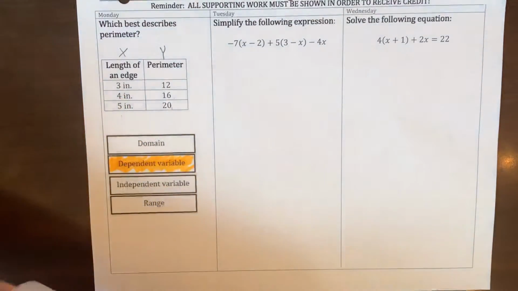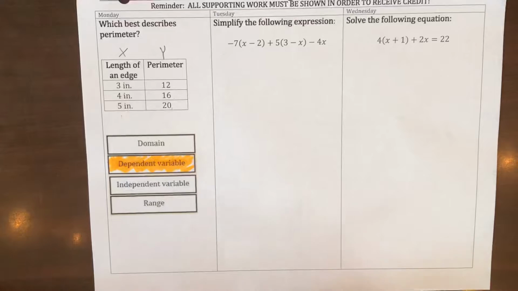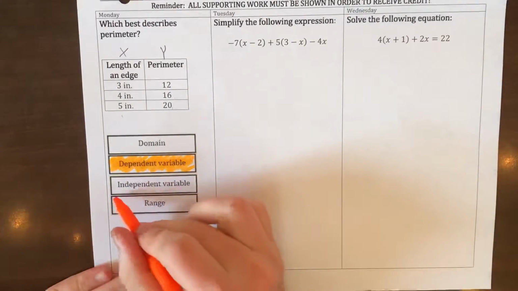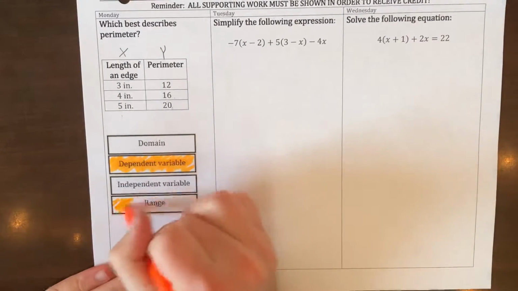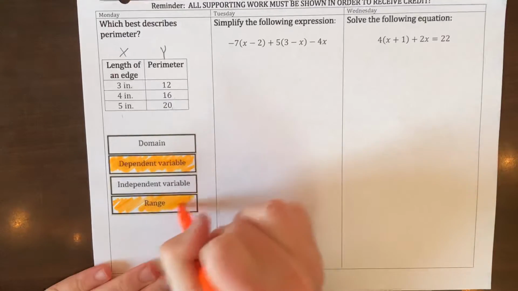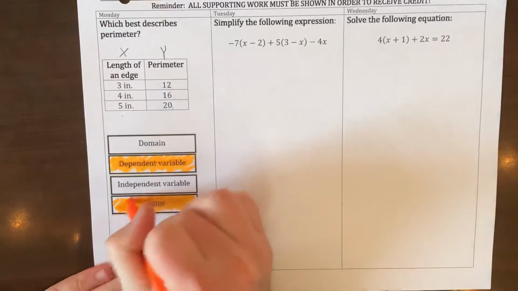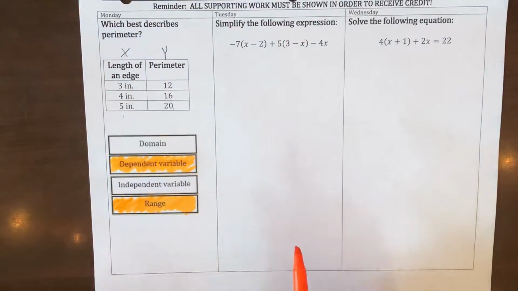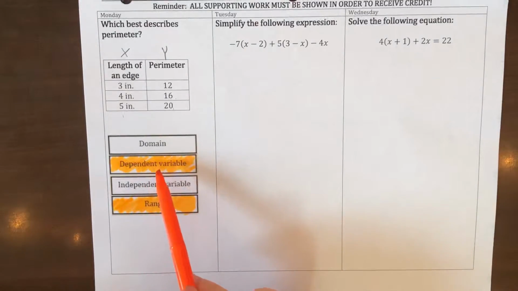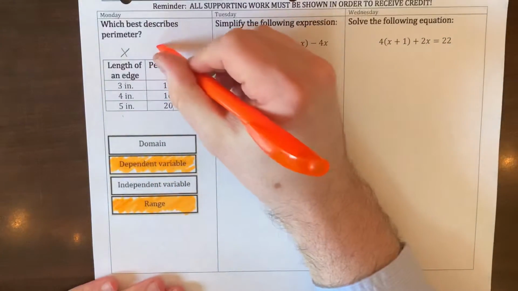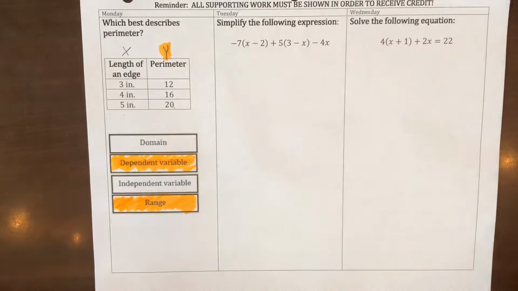For the same idea, you can use that the Y values are also the range. So you could say that the Y values are also the range for this. Again, the reason why that works is because we know that the Y values are always the output, the dependent variables, the range, and the vertical axis.